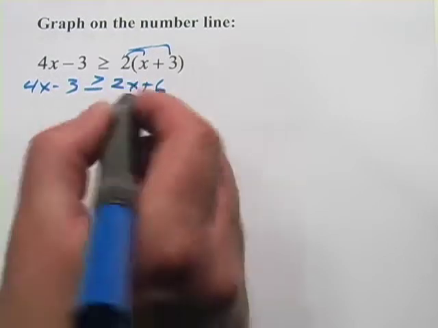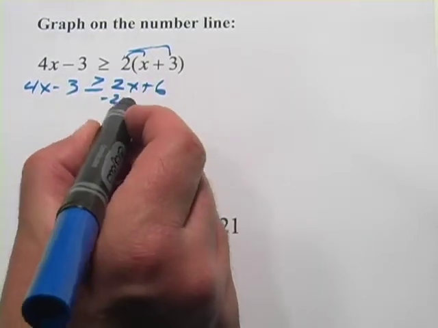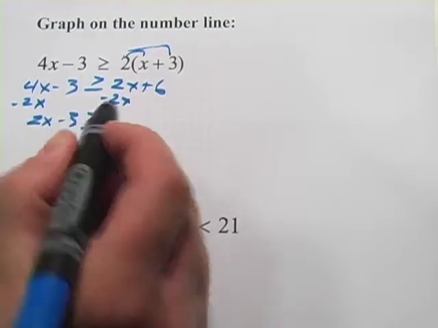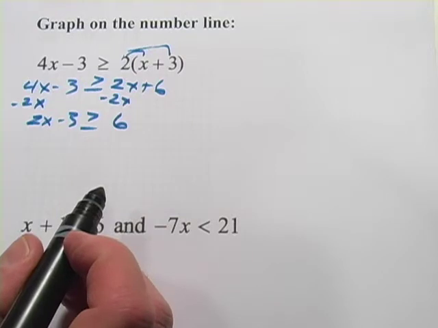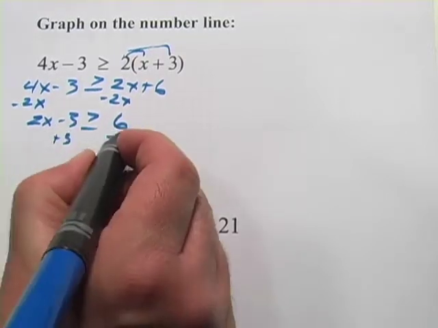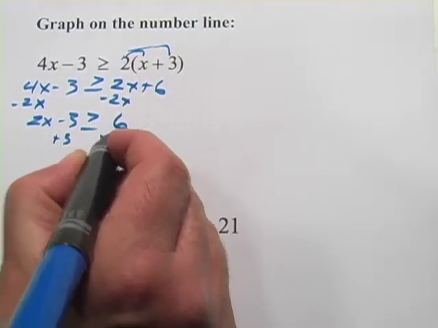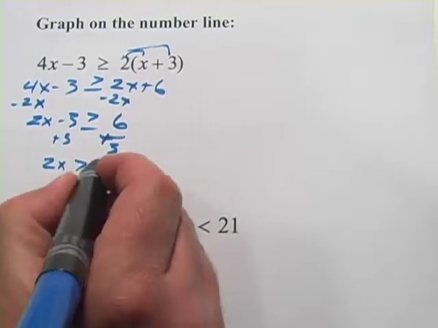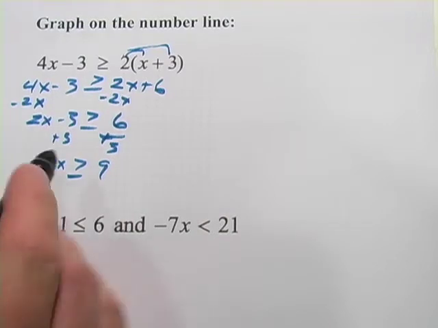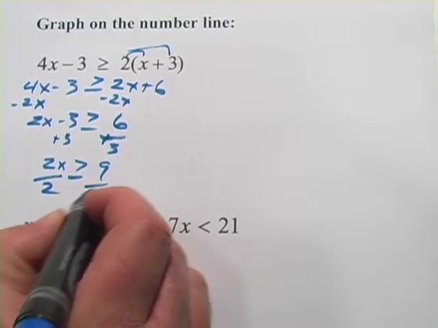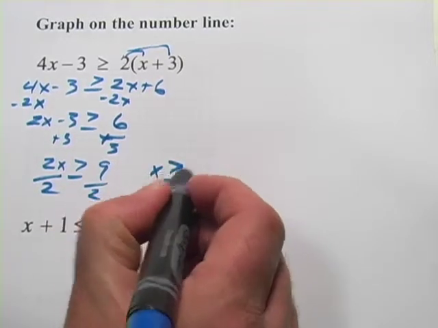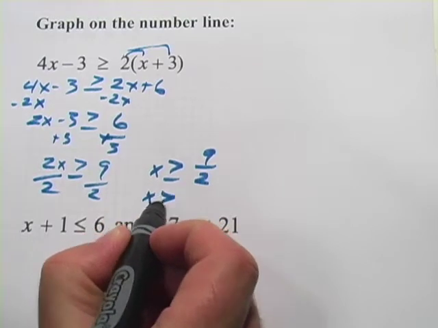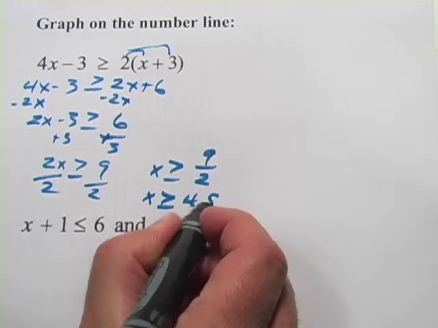Now let's see, we want to get x's just on one side of the inequality, so I'm going to subtract 2x. That would give me 2x minus 3 is greater than or equal to 6. And then I would add 3 to both sides. Whoops, that's a plus 3, not a divide by. And I would get 2x is greater than or equal to 9. And finally, to solve for x, I just want to divide both sides by 2. And we get x is greater than or equal to 9 halves. And that is the same thing, if you want to put that in a decimal form, as 4.5.